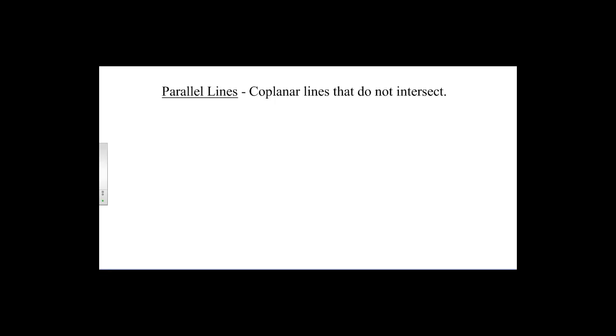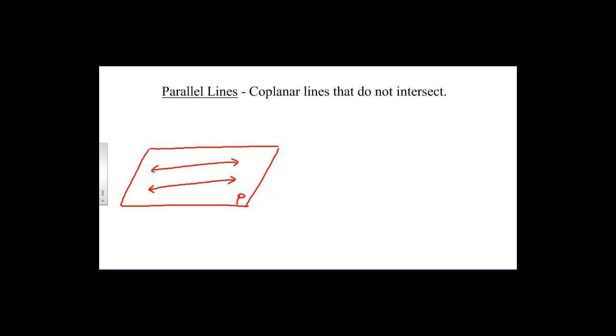Our first definition is what parallel lines are. Parallel lines are coplanar lines that do not intersect. By coplanar, remember that means they are on the same plane. So if I draw two lines on the same plane that never intersect each other, those two lines would never get closer together, they'd never get farther apart. A common example of this, people talk about railroad tracks all the time. They have the same slope, they're never going to get closer together.